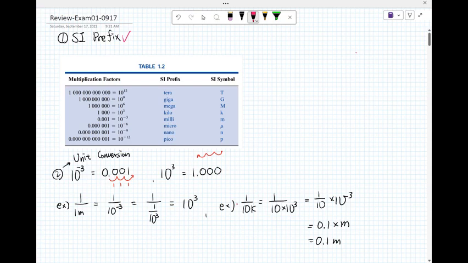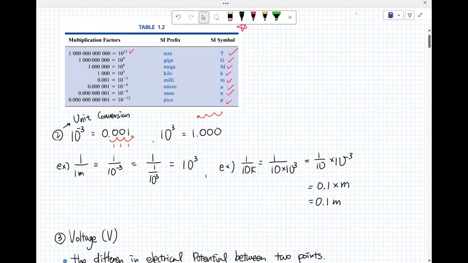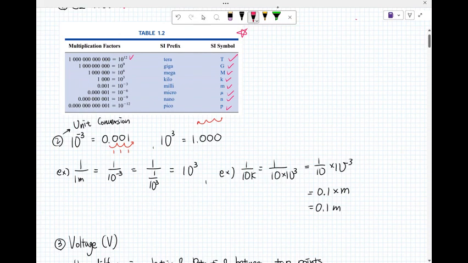to know about SI prefix, okay? Milli, kilo, mega, giga, tera. It depends on symbol and prefix. You can make conversions and the power exponential you have to know, okay? And also micro, nano, and pico. It's very important, okay? And you have to know about the unit conversions here.